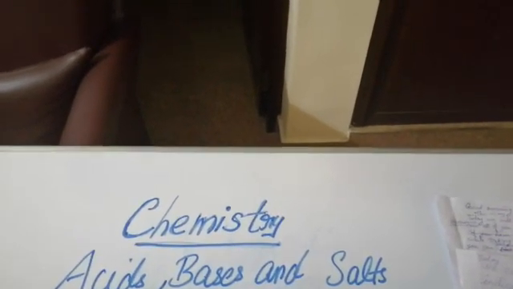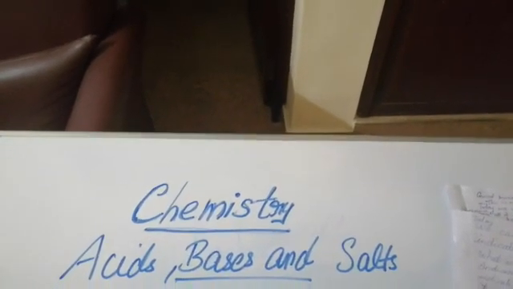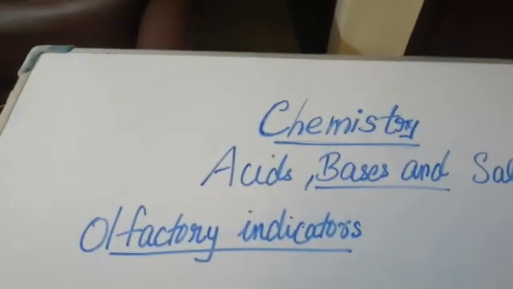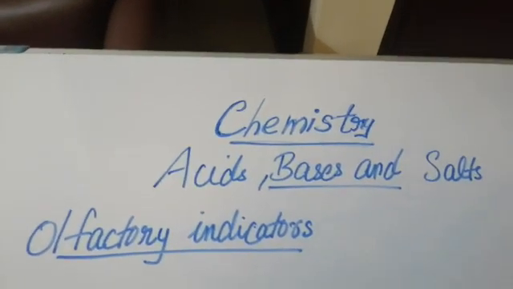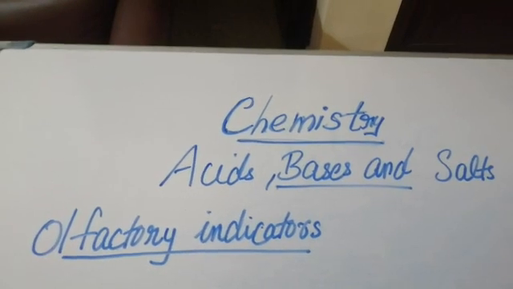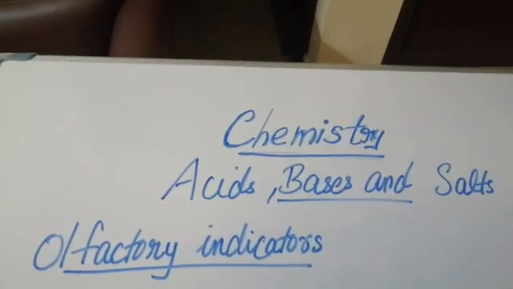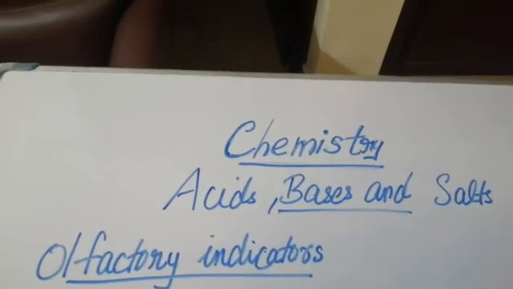They are called olfactory indicators. What is an olfactory indicator? Olfactory indicators are the indicators which change their smell in acid and base.